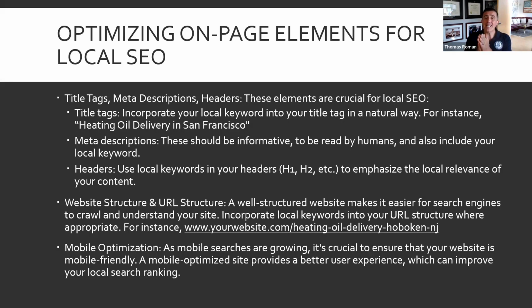So optimizing on-page elements for local SEO. We're getting a little bit technical here, but I want to explain it so you have a thorough understanding of it. So the title tags, meta description, and headers. These elements are crucial for SEO. Title tags: incorporate your local keyword into your title tag in a natural way. For instance, heating oil delivery in San Francisco. Meta description tags should be informative, to be read by humans, and they also include your local keyword and geography. The next are your headers, which are your H1 tags.